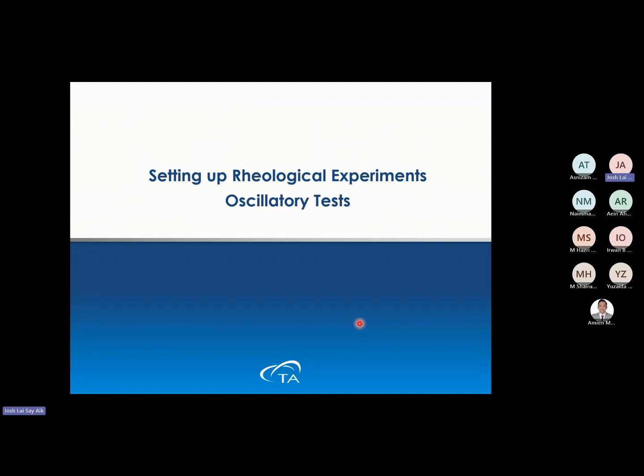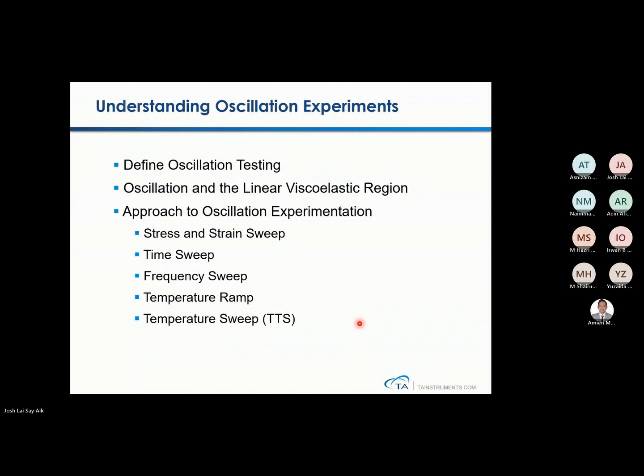So what can we do in the oscillation test? First of all, you need to define the LVR region by using a stress or strain sweep right here, and you can do time sweep, frequency sweep, temperature ramp, and temperature sweep or TTS. Sweep means scanning, so this is just an advanced term for rheometers, where people like to use sweep instead of scanning.